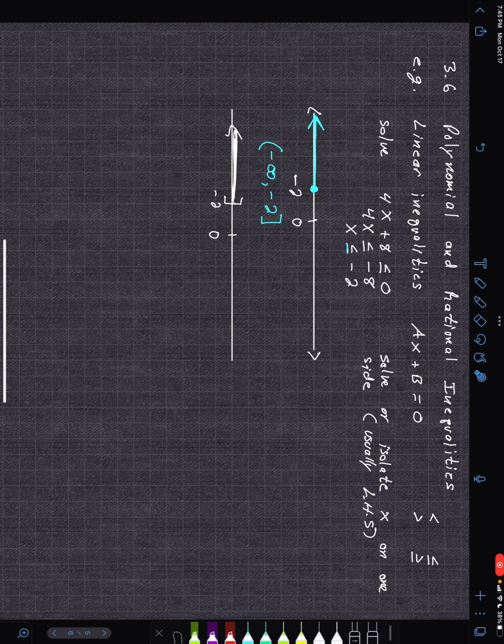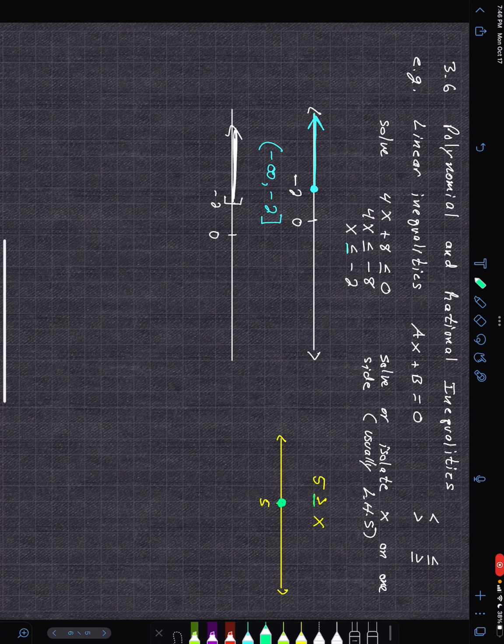Now, let's suppose you had something like this. What if you had 5 greater than or equal to x? Then what would that graph look like? Okay, so you go to 5. We know you include it, right, because of the or equal to. So you include it like that.